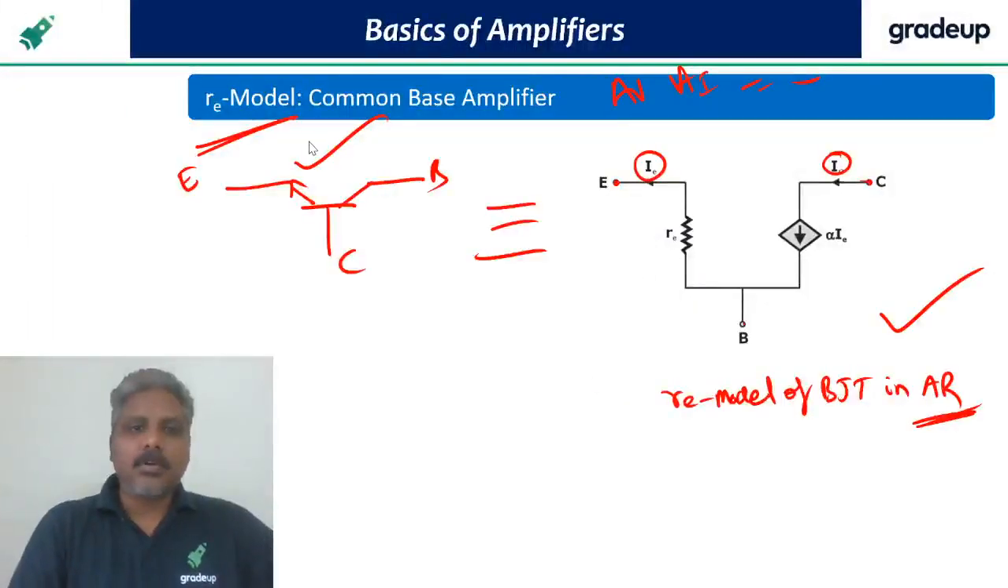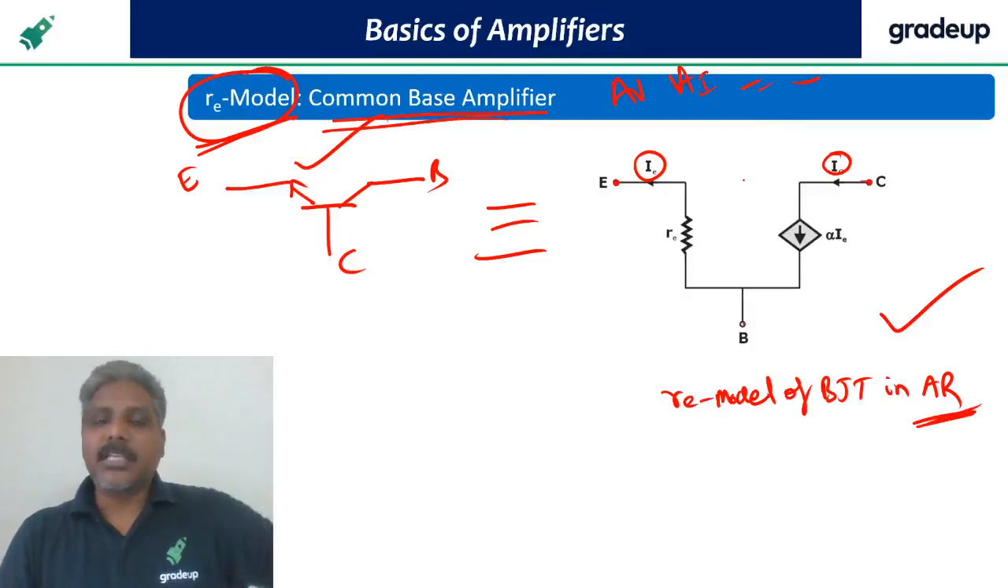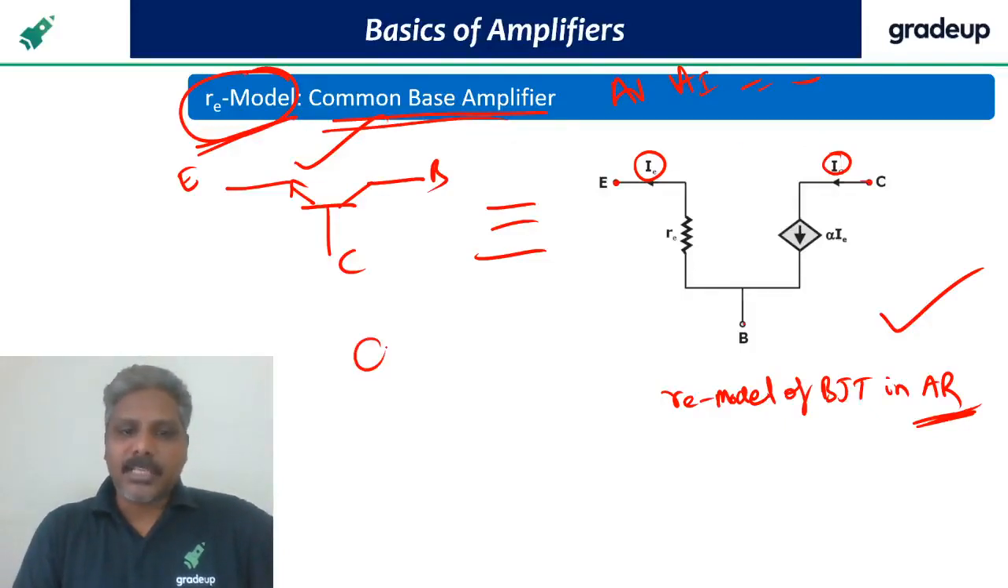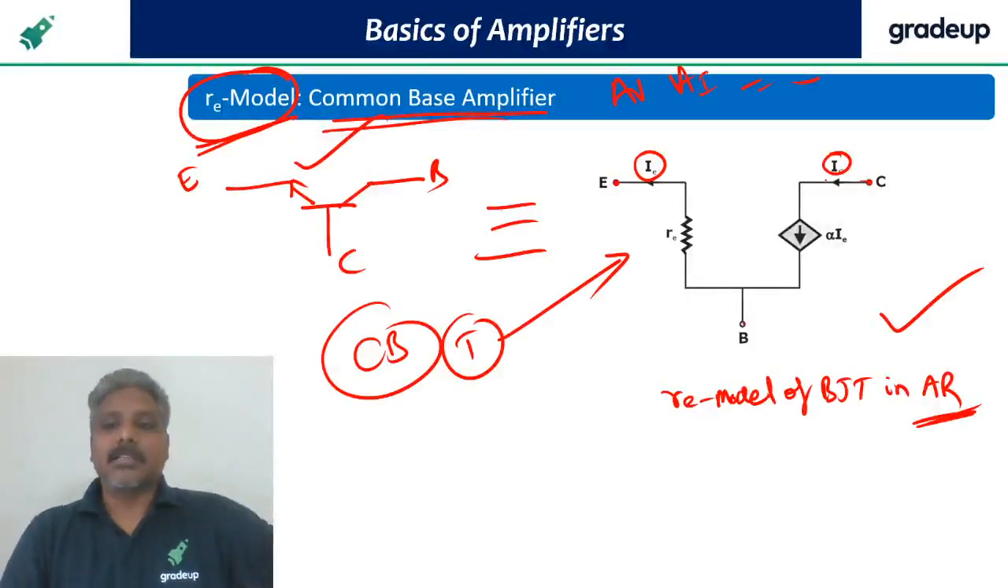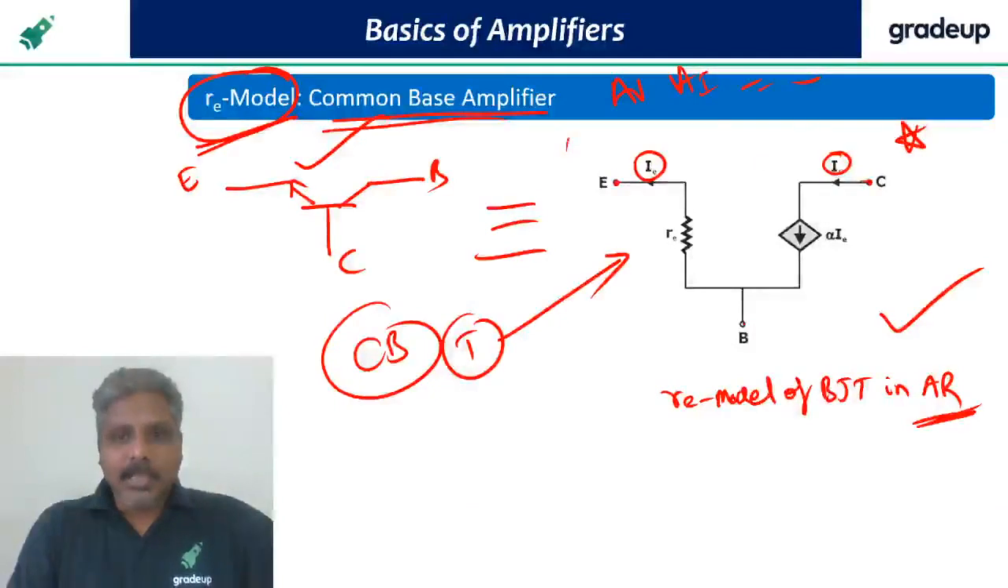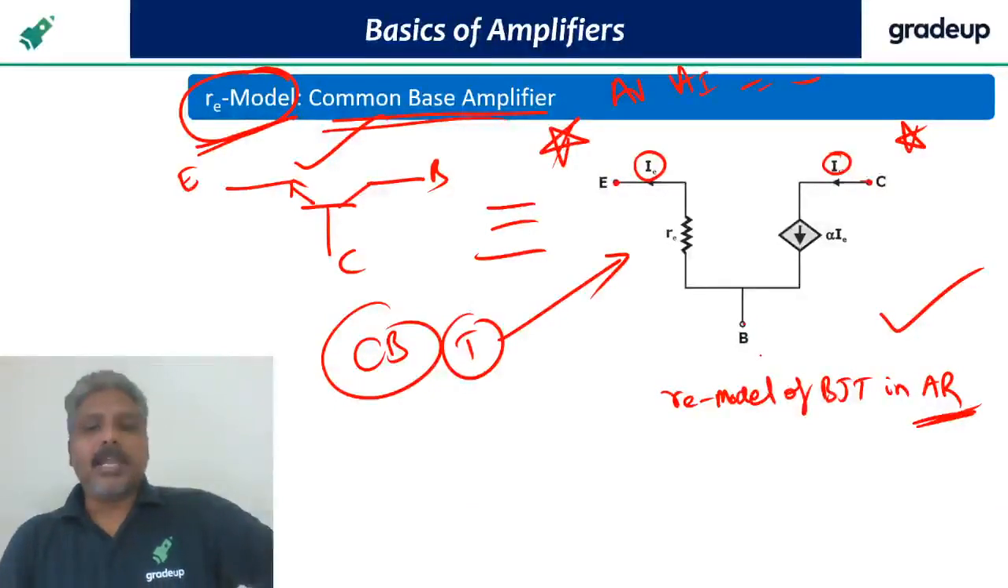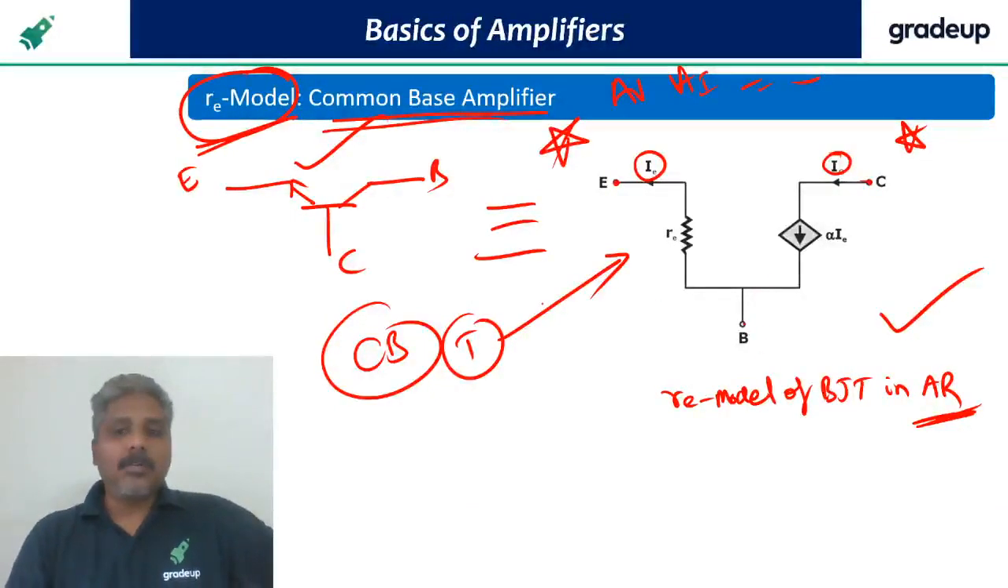This is the RE model for common base. So whenever you see a common base amplifier, the transistor can be replaced with this circuit. Remember this. You have to remember this. I am not telling you to learn this by heart. I am telling you how this has come also. I have derived how it is also.